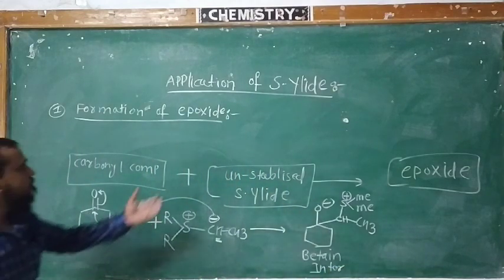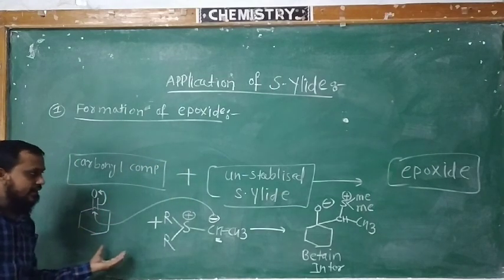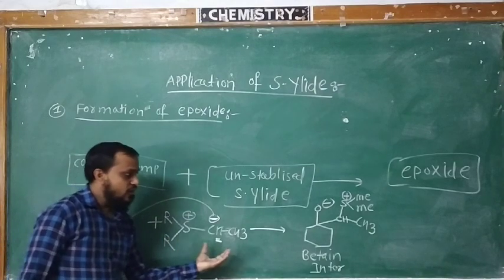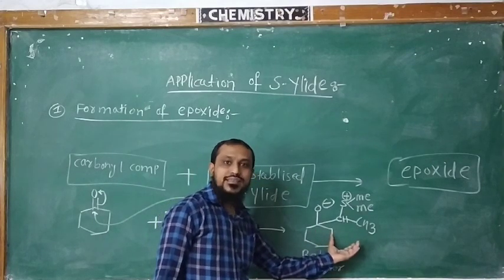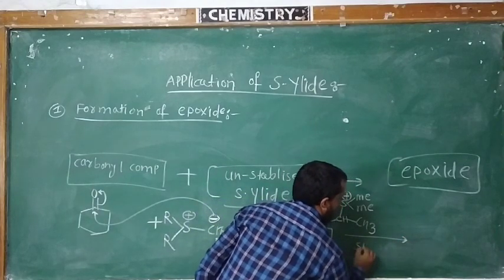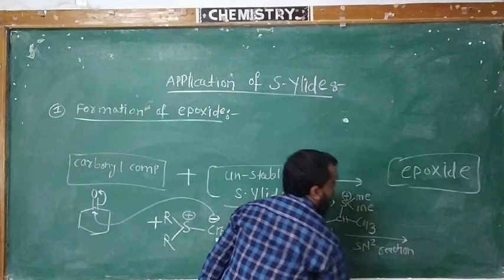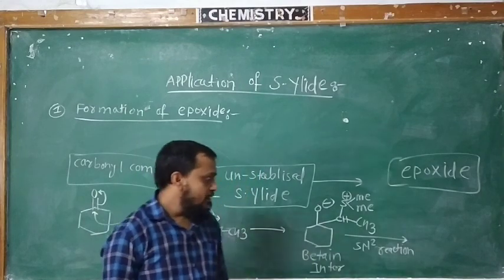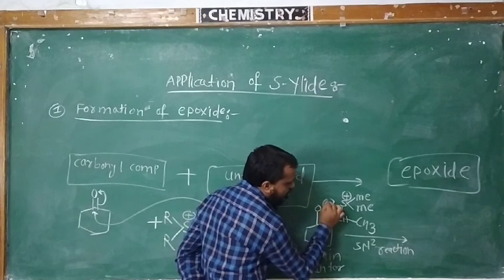In the formation of epoxide, firstly the carbonyl compound is treated with unstabilized sulfur ylide to form a betaine intermediate. This betaine intermediate undergoes an SN2 type reaction to form epoxide as a major product. Now see here what will happen. The negative charge of the oxygen attacks this carbon.